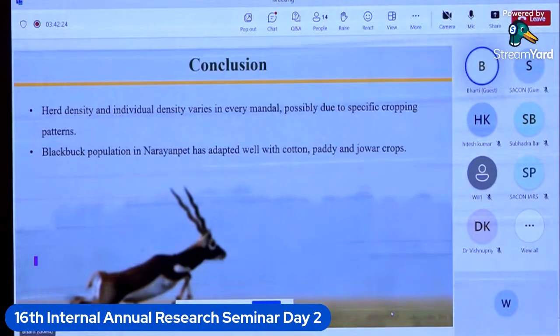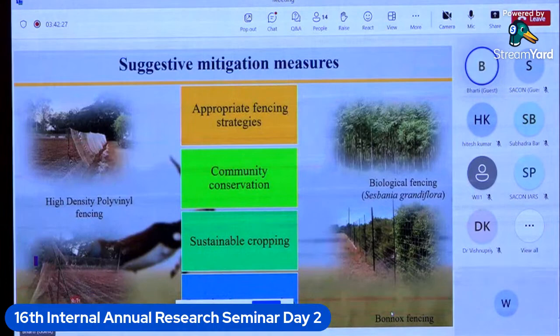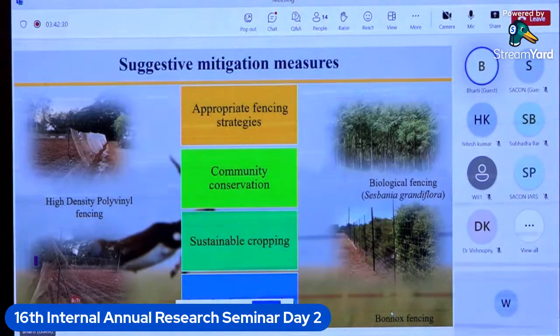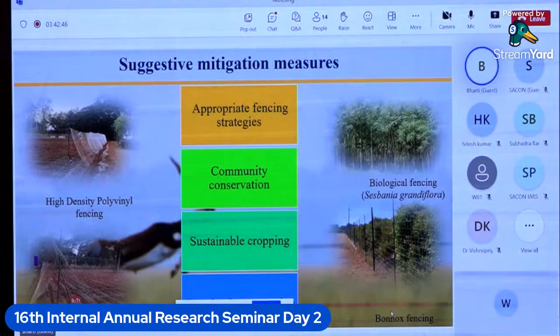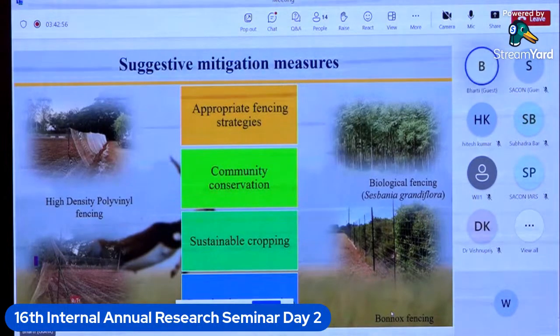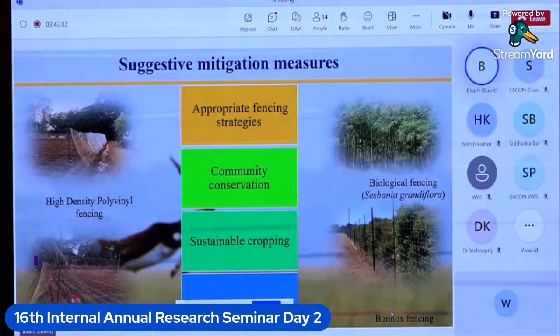Moving forward with the study, these are some of the suggested measures that could help in mitigating the human-blackbuck conflict, which include appropriate fencing strategies. One of the fencing ways is using high density polyvinyl fencing, which if placed across the perimeter of the farm at a height of 8 feet, can definitely help in mitigating the damage. Another fencing, such as biological fencing using Sustaining Ranciflora, can be another big help. Replacing the galvanized fencing with one-off fencing is also an additional help in mitigating the damage in the area.